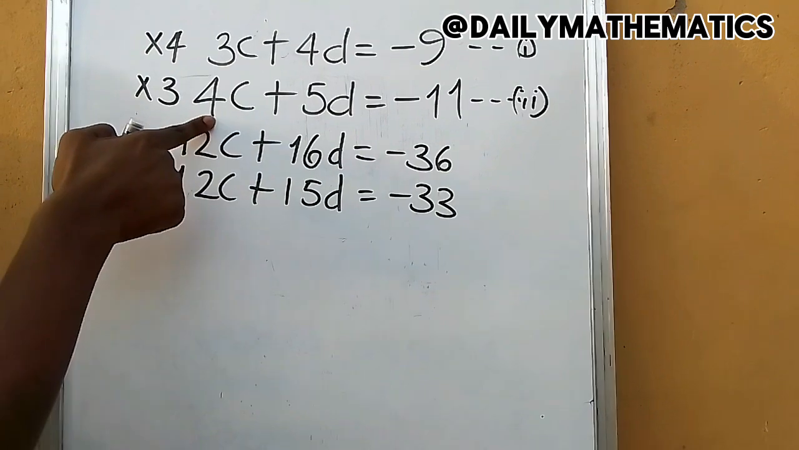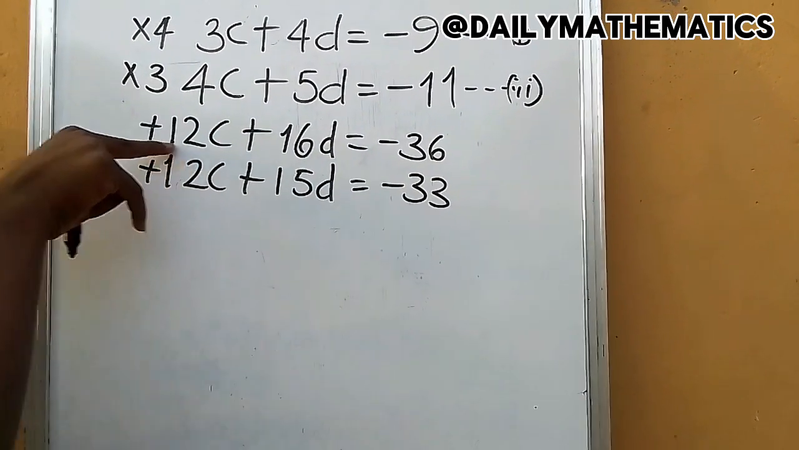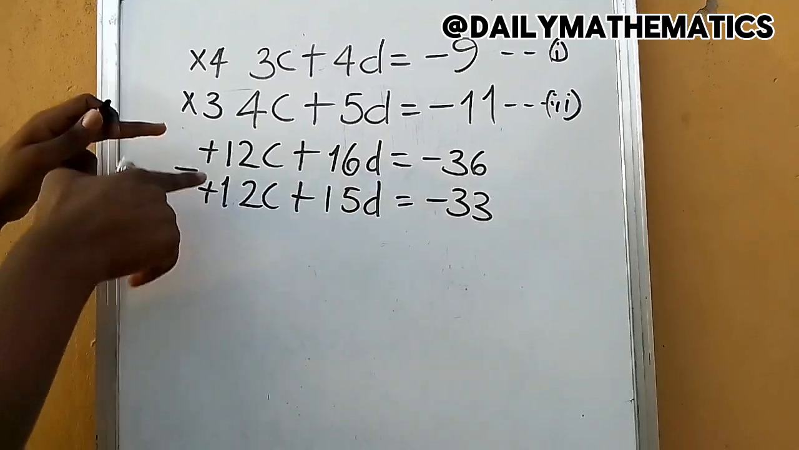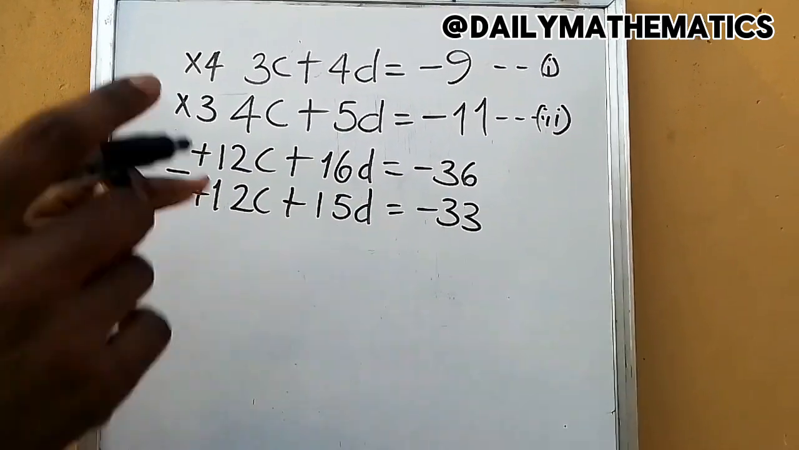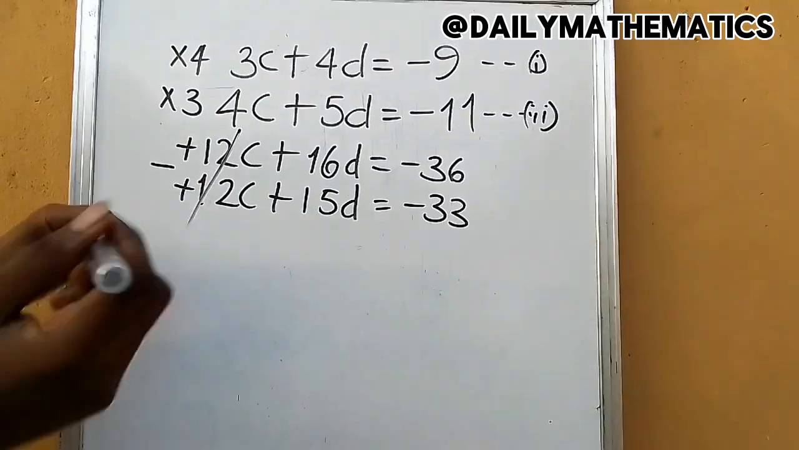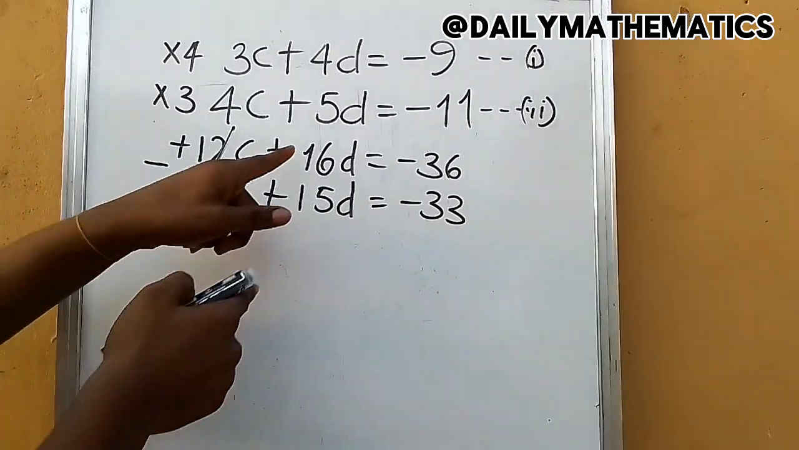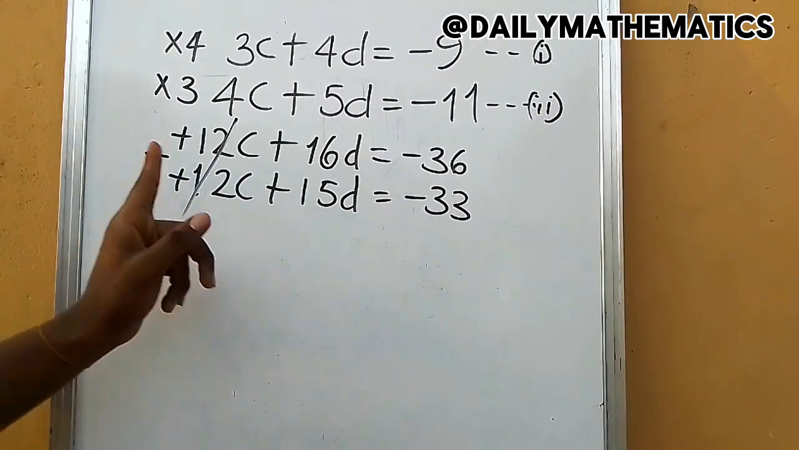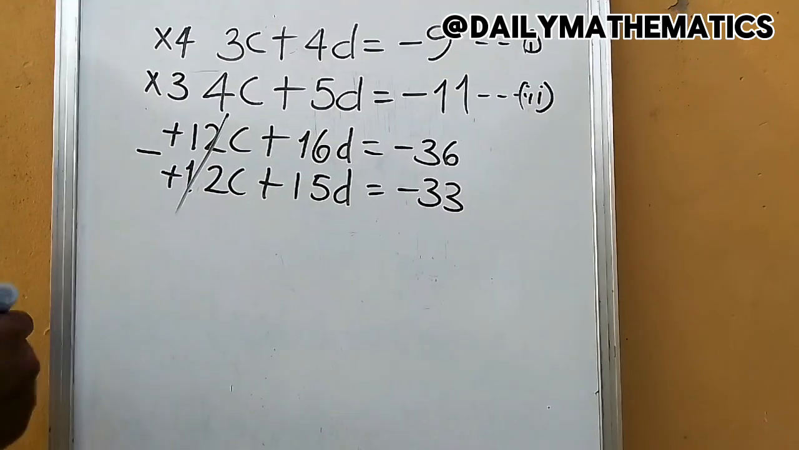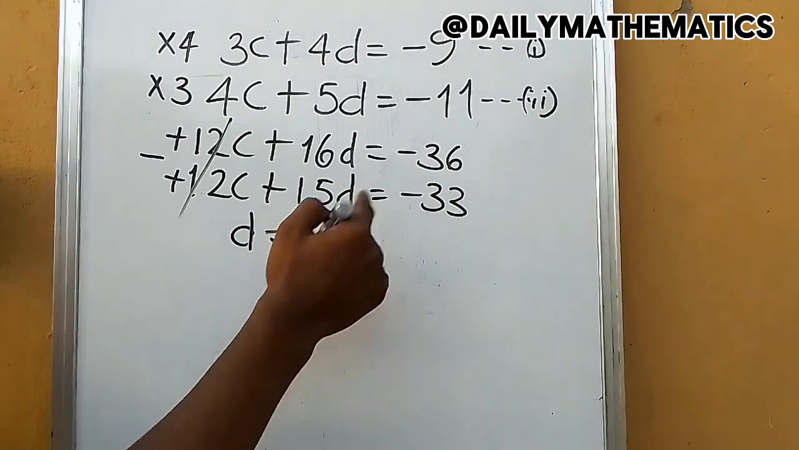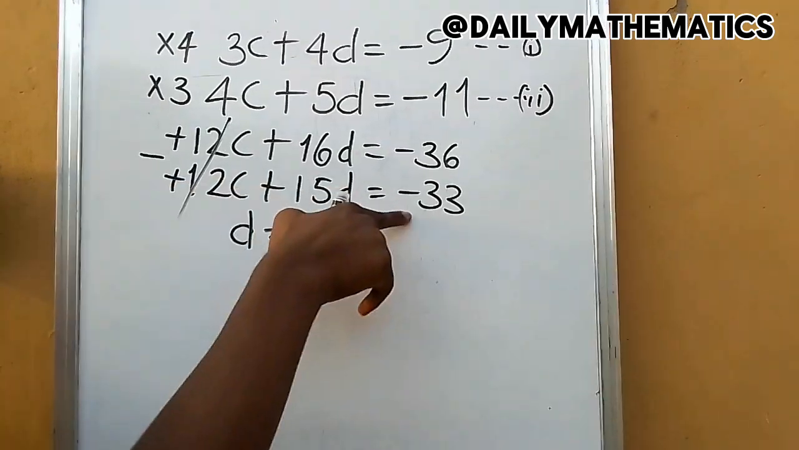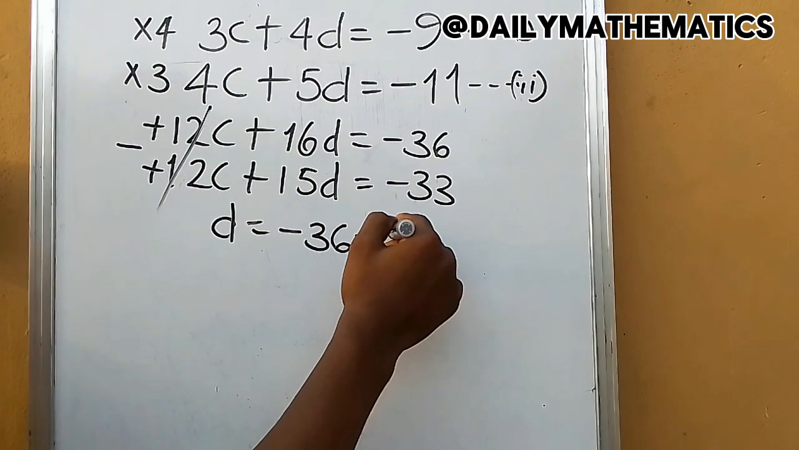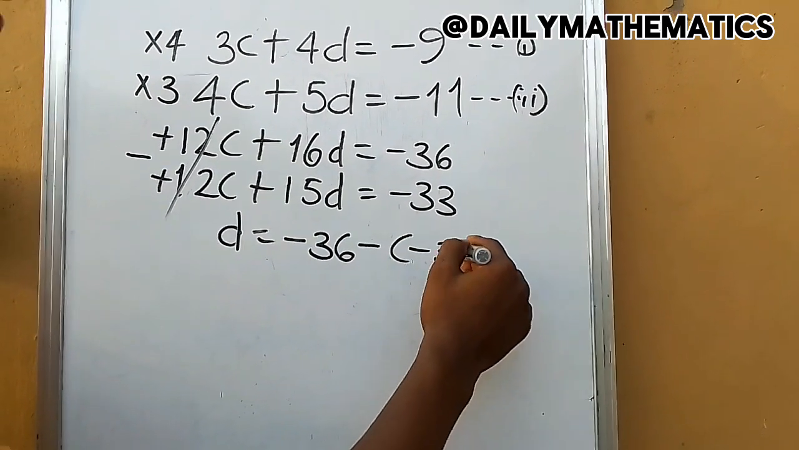So if you have plus 12 minus plus 12, this minus and plus gives us minus, so 12 minus 12 gives us 0, so it is cancelled out. So from here we have 16d minus 15d, minus plus 15d. Minus and plus gives us minus, so it still gives us d. And here minus 36 minus minus 33.